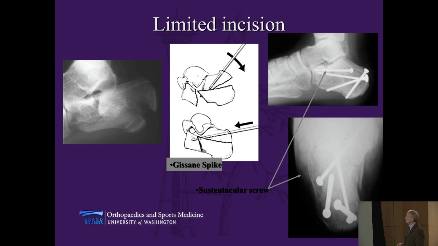So he was treated with a Gassane spike. We brought the tongue piece up from the depressed position into neutral position. This is the sustentacular screw. These other three screws are crossing the fracture line. This is the axial view showing an incomplete reduction. And I mentioned that this is the index patient. I chose this technique because I didn't think he would listen. He was one of those people who made the upper half of the class possible. His cognitive limitations were apparent in the discussion.